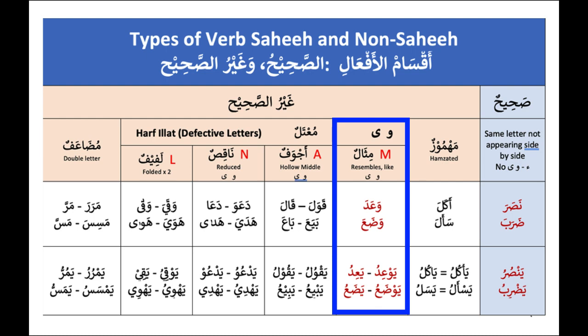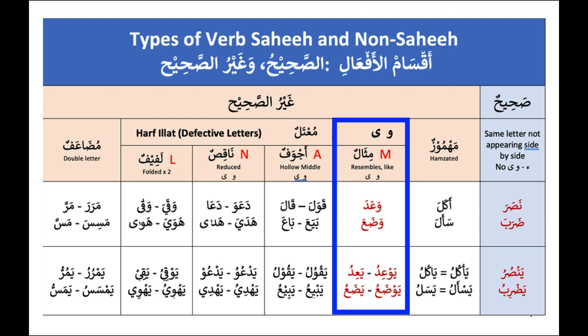So based on this variation, mu'tal verb has been divided into 4 categories. One is called mithalun, in short mithal. Second one is called azwafun. Third one is called naqisun. And the fourth one is lafifun. Let's learn these 4 types of harf illat mu'talun verbs.